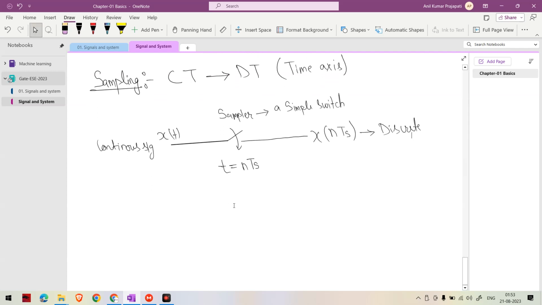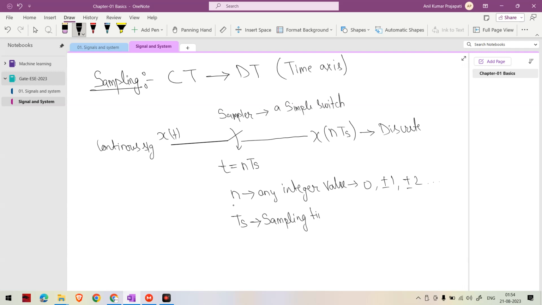So the thing is, what is n and what is Ts? So n is nothing but any integer value. You can take any integer value in this, like 0, plus minus 1, plus minus 2, and so on. And Ts is basically the sampling time, like at how much gap we want this switch to turn on and off. This is basically defined by this sampling time.